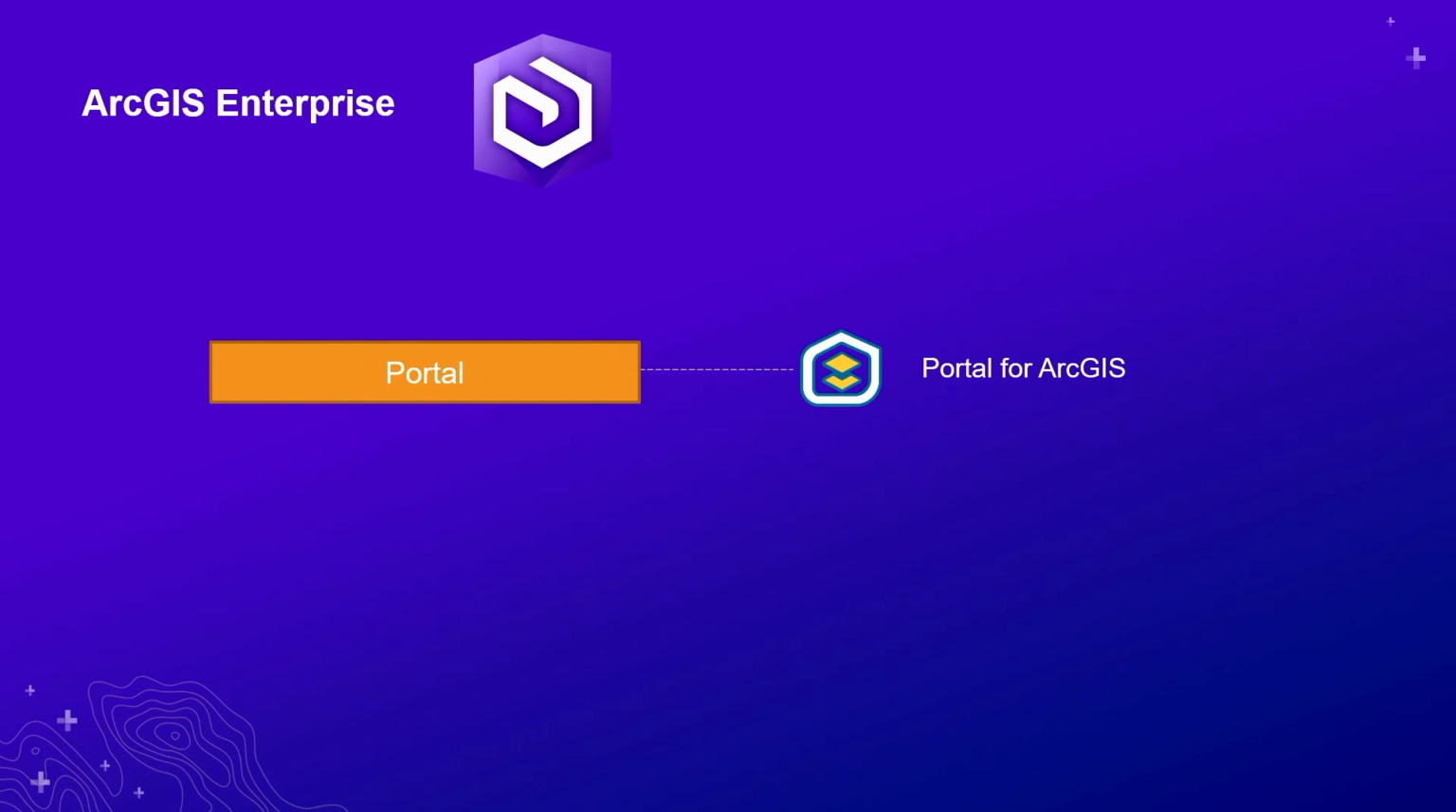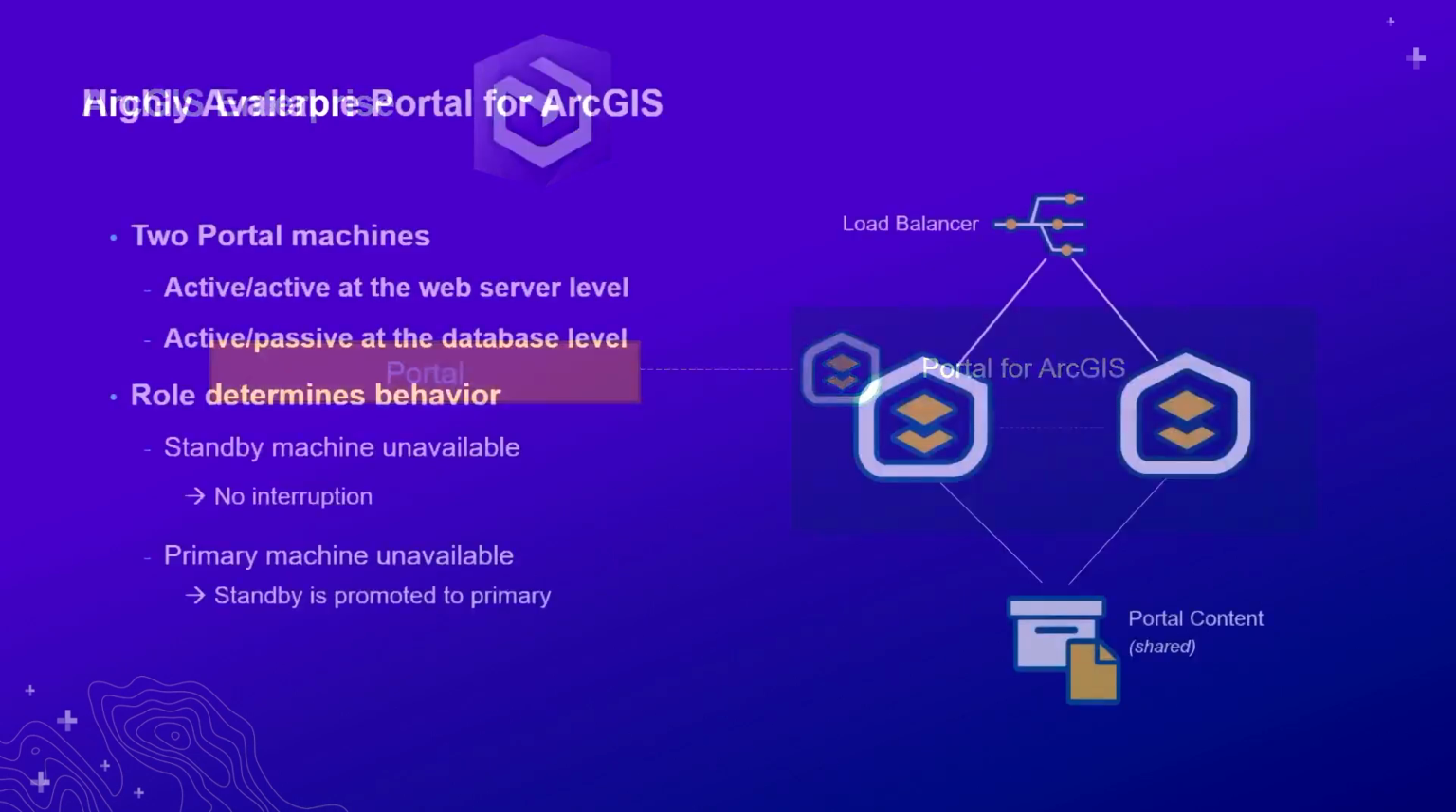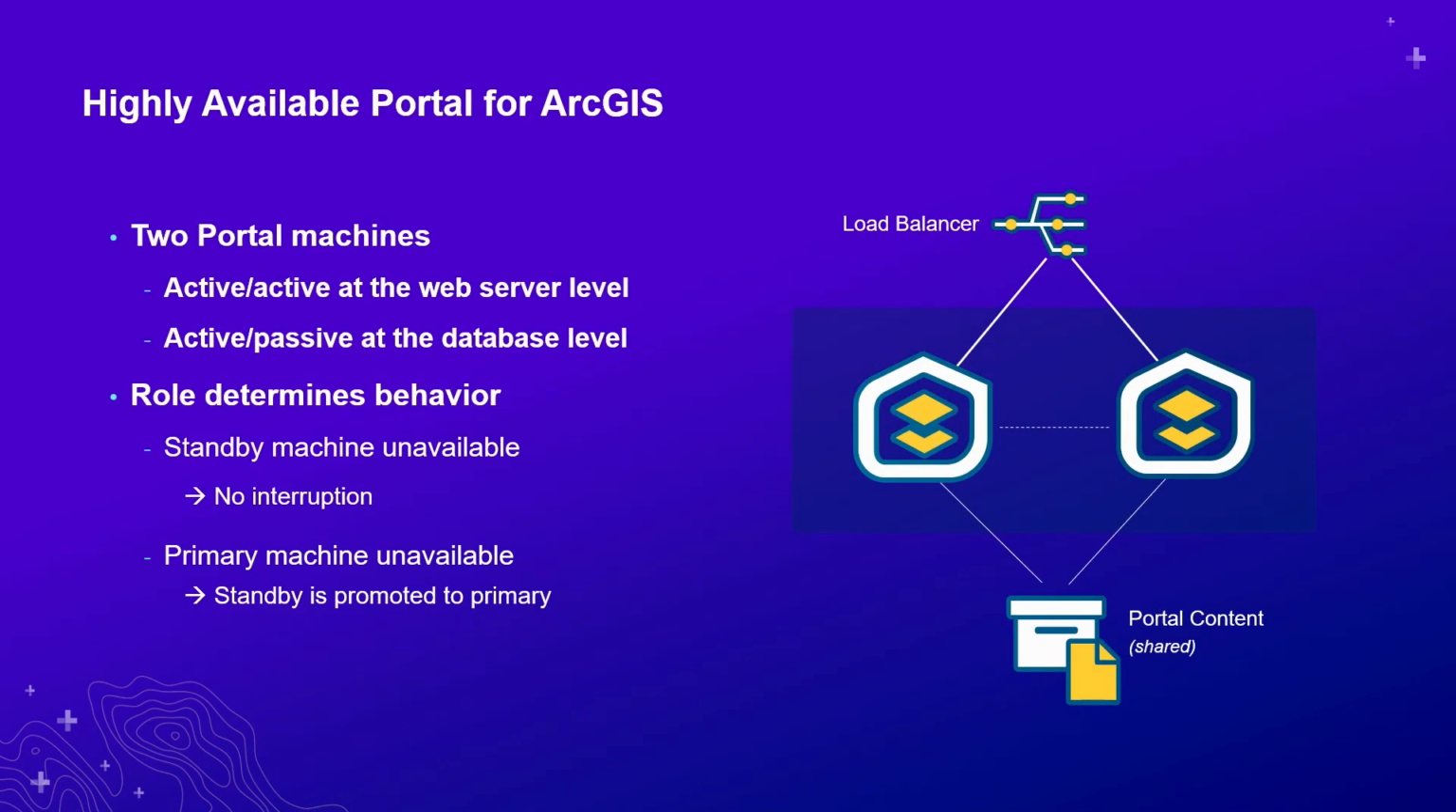So the first component I want to cover is Portal for ArcGIS. Portal for ArcGIS operates as a two-machine site, and it's both active at the web server level, but active-passive at the database level, meaning both machines can take requests, but behind the scenes, there is a primary machine. The role determines the behavior.